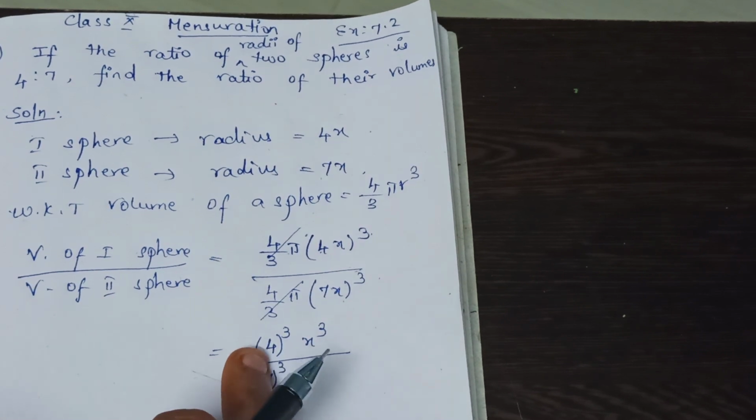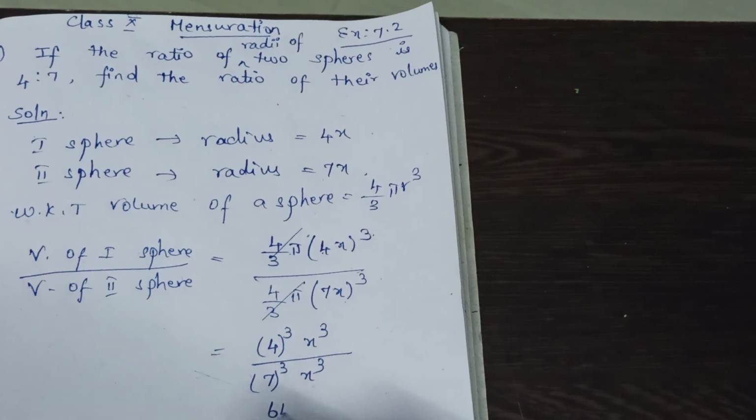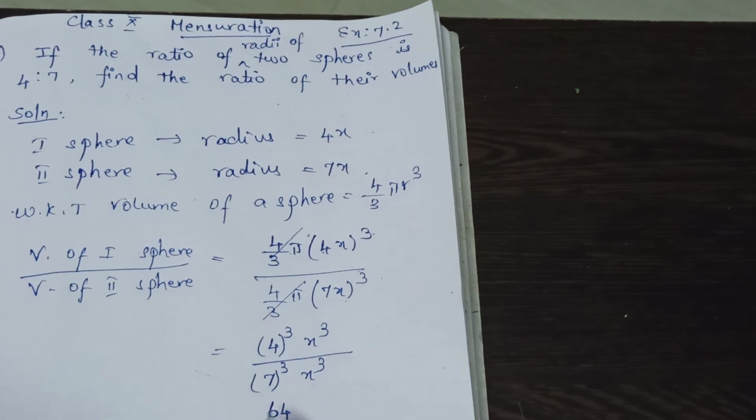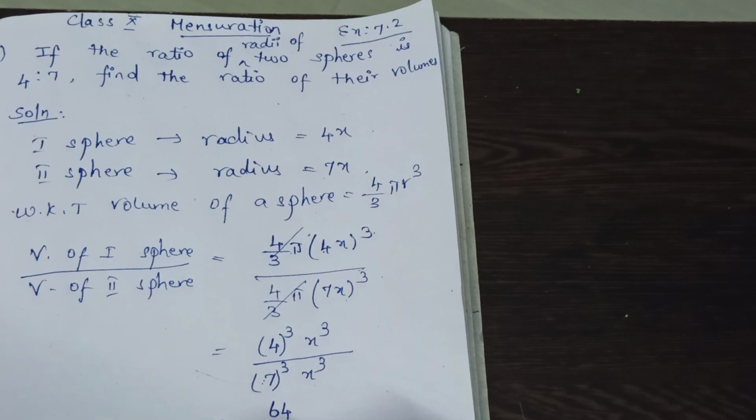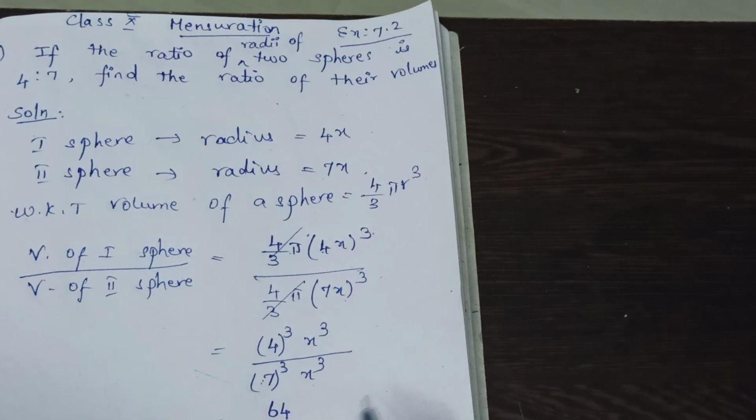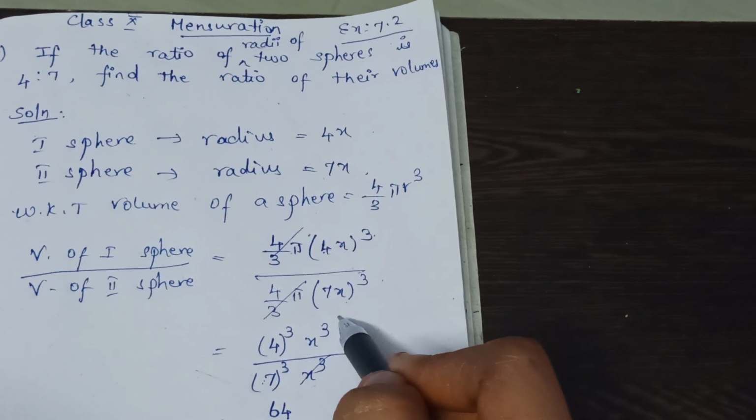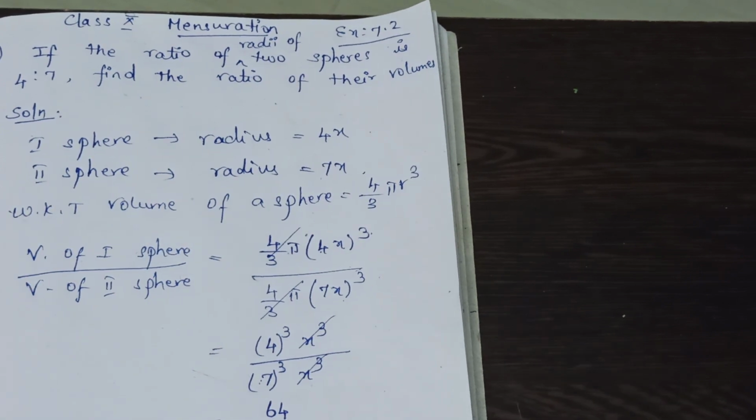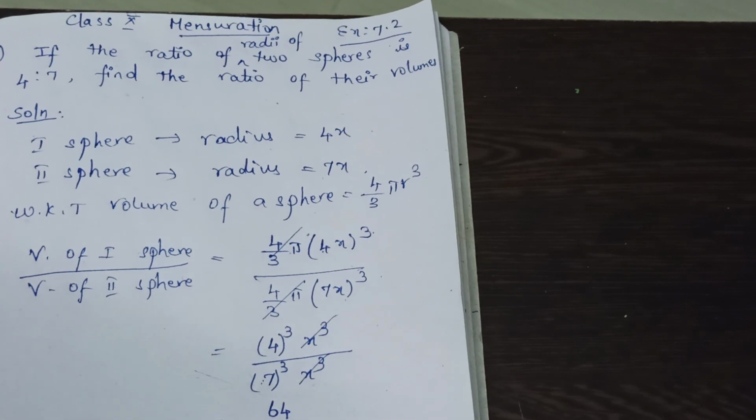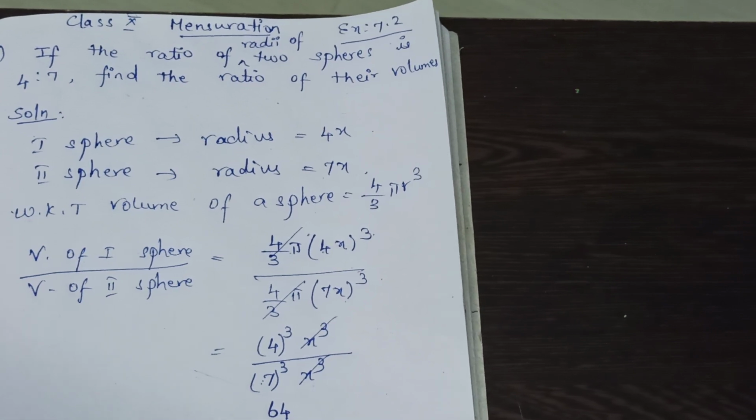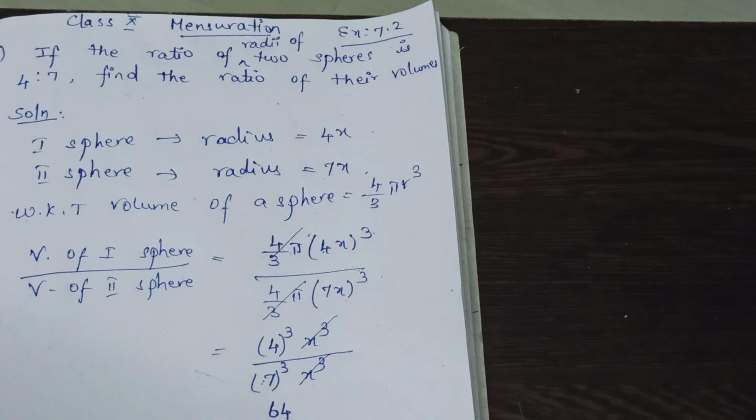So 4 4s are 16, 16 4s are 64, divided by 7 cube. 7 7s are 49, 49 into 7 is 343. So 64 by 343, as here x cube and x cube get cancelled. Therefore, the ratio of their volumes is given by 64 is to 343.